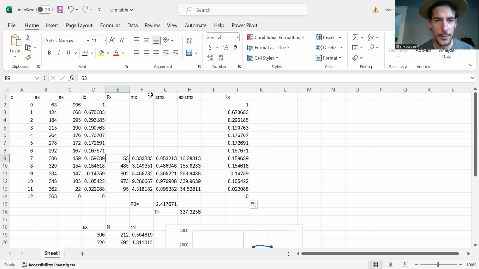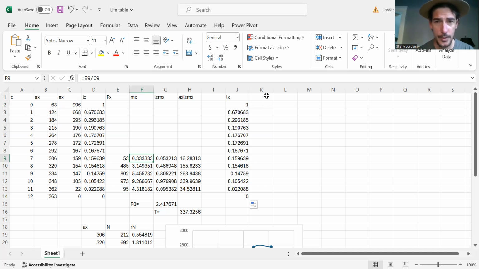Basically, if we want to calculate fecundity, we know that fecundity is the number of offspring that exist at a particular point in time divided by the number of individuals. So this is pretty simple. We say, okay, we have 53 offspring at age class 7. We're going to divide that number of offspring by the number of individuals in the population, which is 159. And likewise, we would do this for all of the other instances where there were offspring.